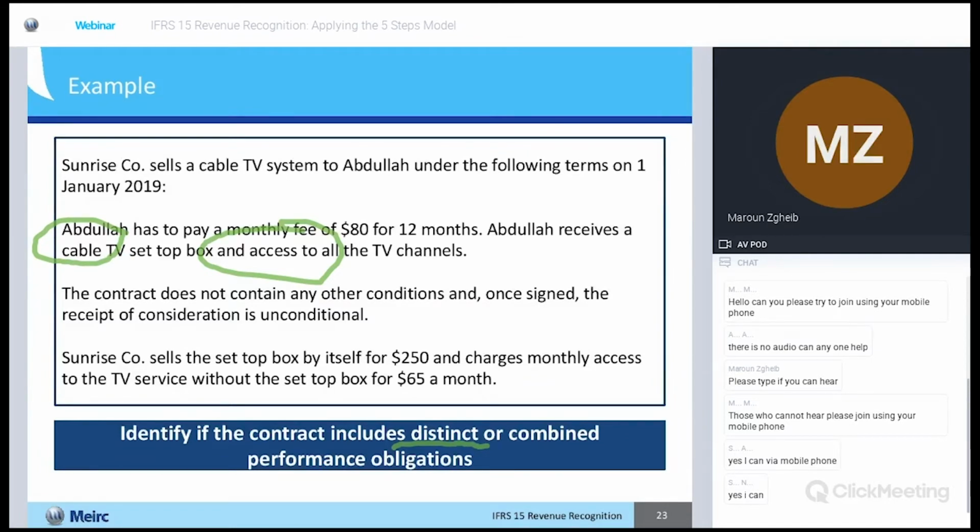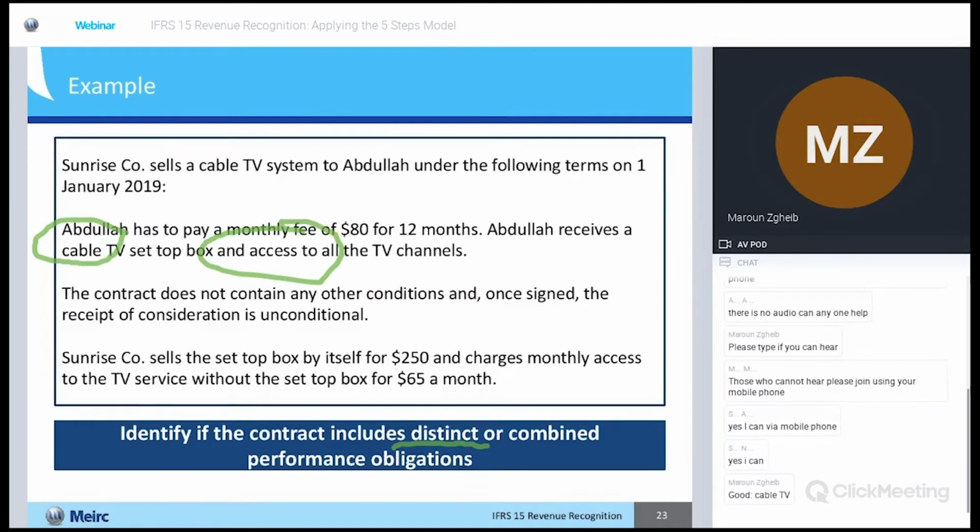So the question here is to verify if we have more than 1 performance obligation or only 1. If we look at it, we can see that Sunrise is delivering 2 things. One, Sunrise is delivering a good, and the good is the cable TV. And the second thing that Sunrise is delivering is a service, and this service is the access over 12 months. So in this case, the company is delivering 2 performance obligations. The first is the good, which is the cable TV, and the second is the service, which is the access to all TV channels over the next 12 months.